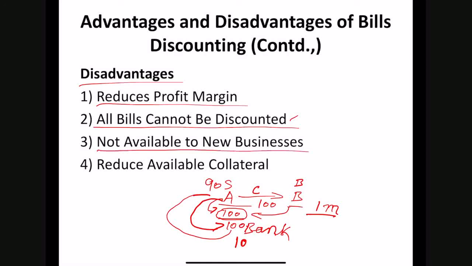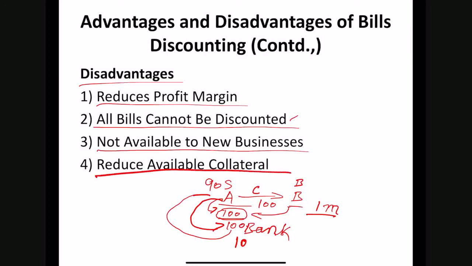Next, not available to new businesses. If the business is new, in an infant stage, the banks will not take any risk by accepting the bill and discounting it. If it is an already established, well-furnished business which is making profit and has been in existence for so many years, then only the banks will provide funds to such entrepreneurs or businessmen. New entrepreneurs, small budding businesses cannot avail any funds. That is one of the disadvantages of bills discounting.